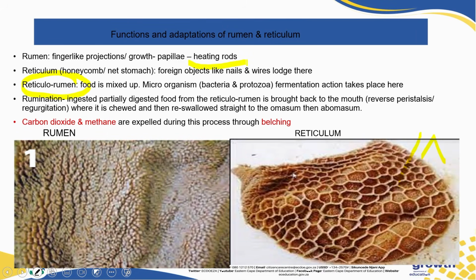And then the rumen is the part in the first three stomachs with the largest papillae, that is these heating rods. They appear the most and they are large enough in the rumen. So I said both of these stomachs have a combined name, which is reticulorumen.